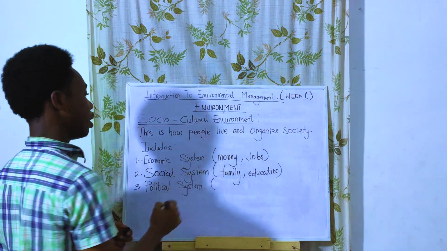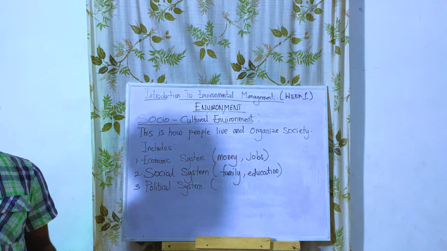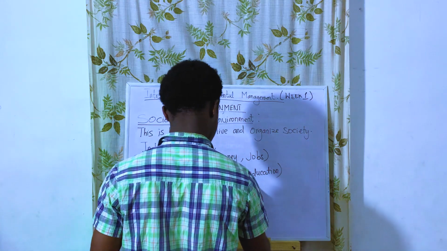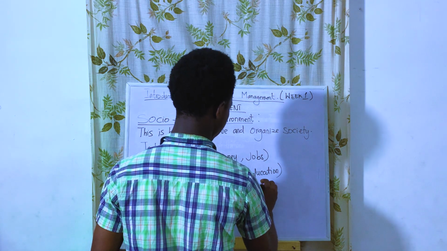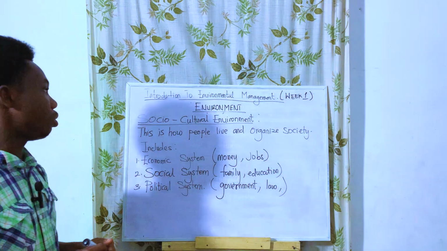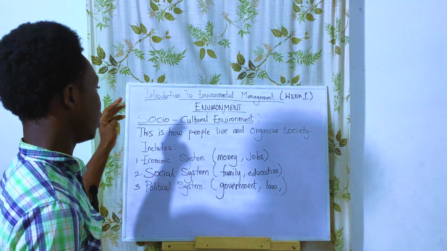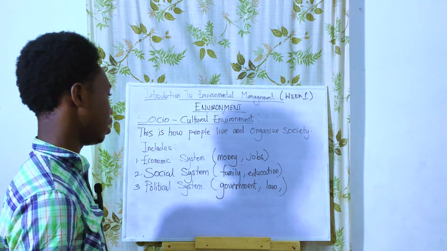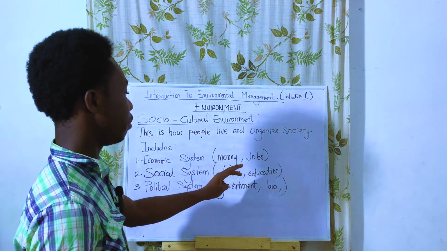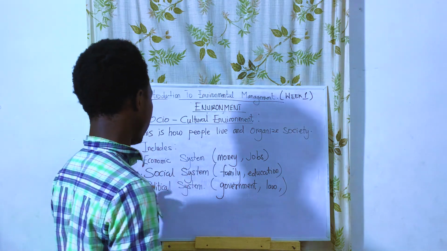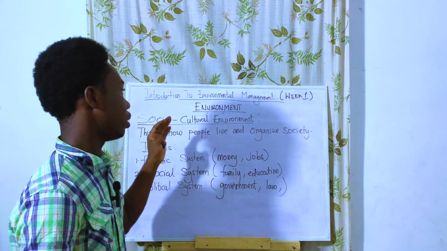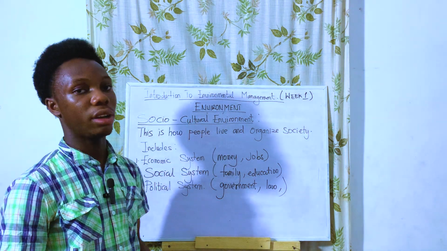Now let's move to the political system. So the political system is made up of the government, and we have the law, etc. So social cultural environment is how people live and organize societies, and this includes the economic system where we have money and job, we have social system, we have family and education, and we have political system. That is where we have the government and also the law. So this is social cultural environment.